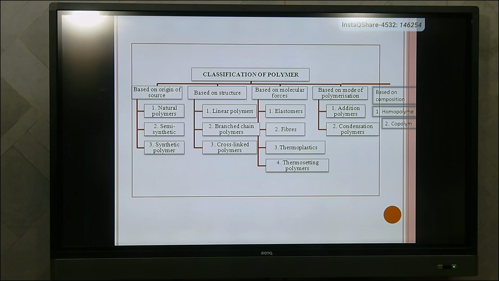The next one is based on the molecular forces. You'll be having four types of polymers: elastomers, fibers, thermoplastics, thermosettings, which we'll be seeing in detail. Then the last classification is based on the composition: homopolymers and copolymers. Homopolymers are those where the monomers will be having a uniform structure. That is, the first monomer will be the same as the 100th monomer. Whereas in the copolymer, you'll be having different structures.